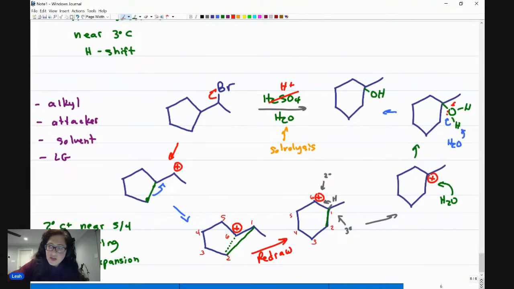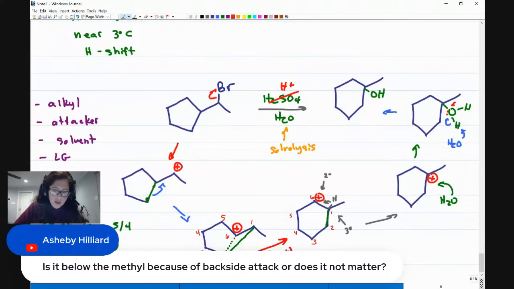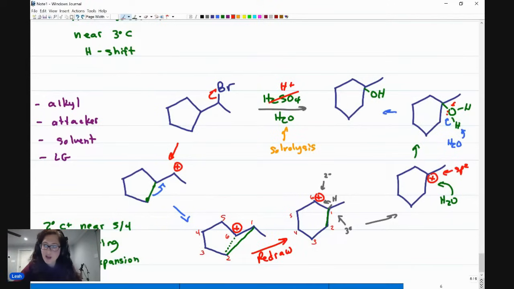Interesting. Is it below the methyl because of the backside attack, or doesn't matter? It actually does not matter because the carbocation is on an sp2 hybridized carbon. So that right there is sp2, trigonal planar, or simply flat. And if I have a carbocation here, it can attack from the top or from the bottom, where if the product was chiral, you would get racemic. But in this case, notice the symmetry going down the middle. That means it doesn't matter because the final product in this specific situation does not have any chirality.